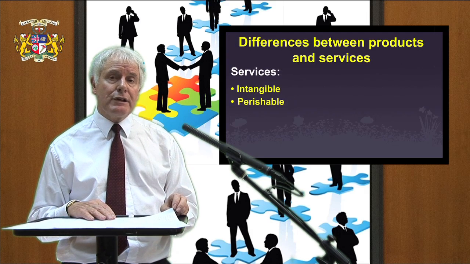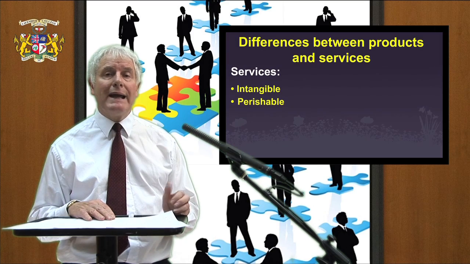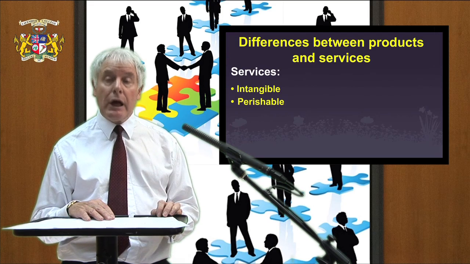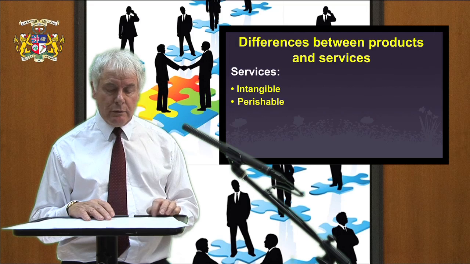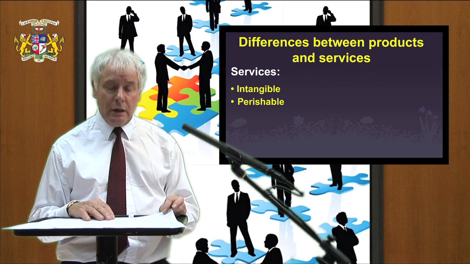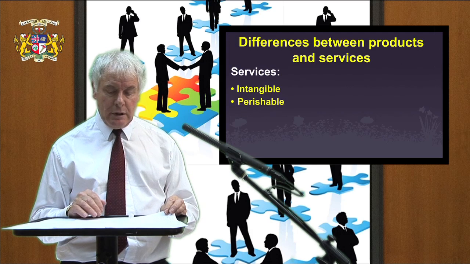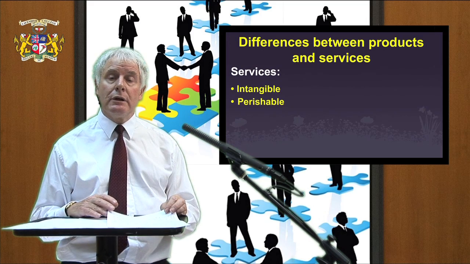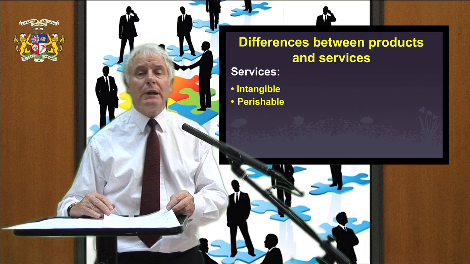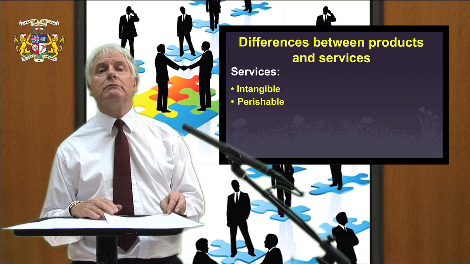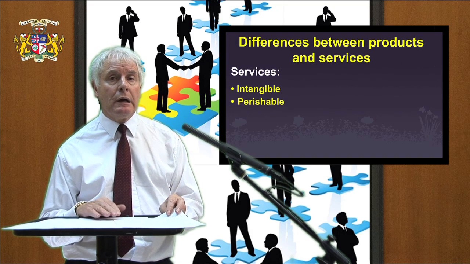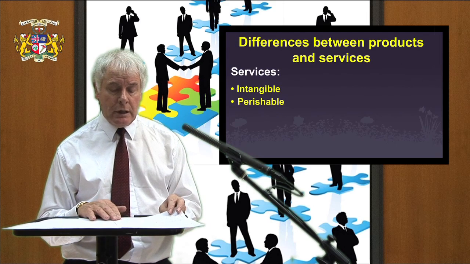But services are very different. Services, for example, are intangible, invisible. They are perishable. They do not last indefinitely. They are inseparable, and they are not homogeneous, but they are heterogeneous. So let's go through those. Intangibility, you cannot see a service. You can only benefit from having made use of it.